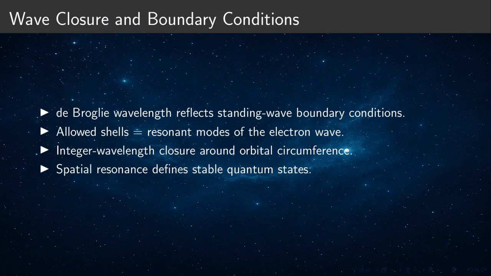Wave closure and boundary conditions. In extending this interpretation, the de Broglie wavelength is not merely a geometric property of orbital motion, but a direct manifestation of the standing wave boundary condition of the bound electron system. Each allowed shell corresponds to a resonant mode in which the electron's matter wave satisfies an integer wavelength condition around the orbital circumference.